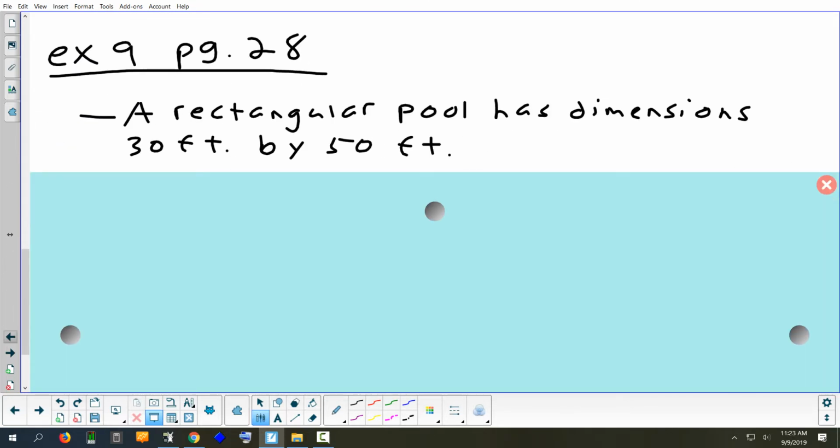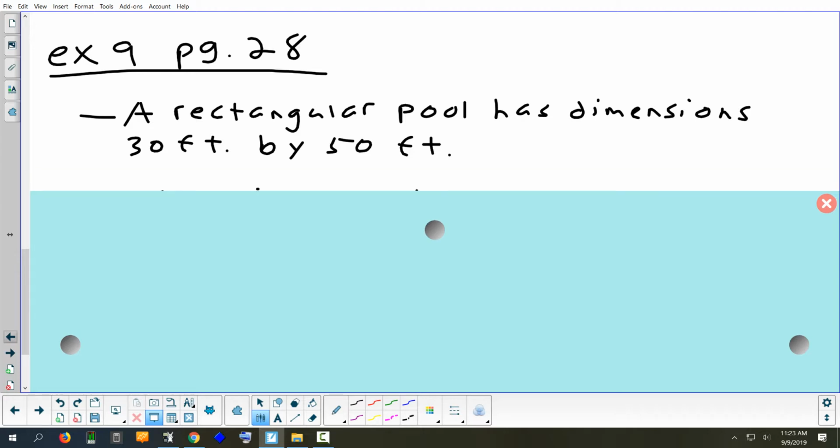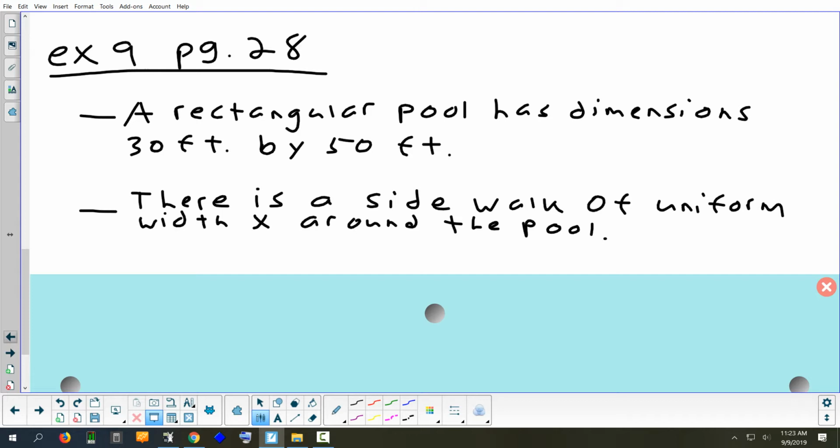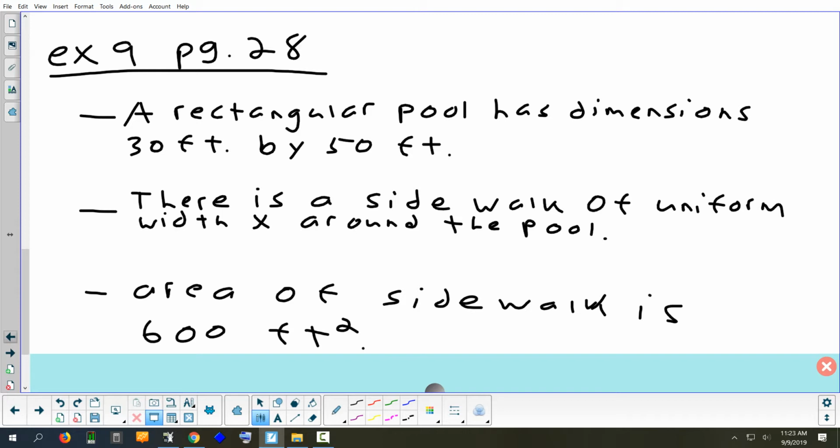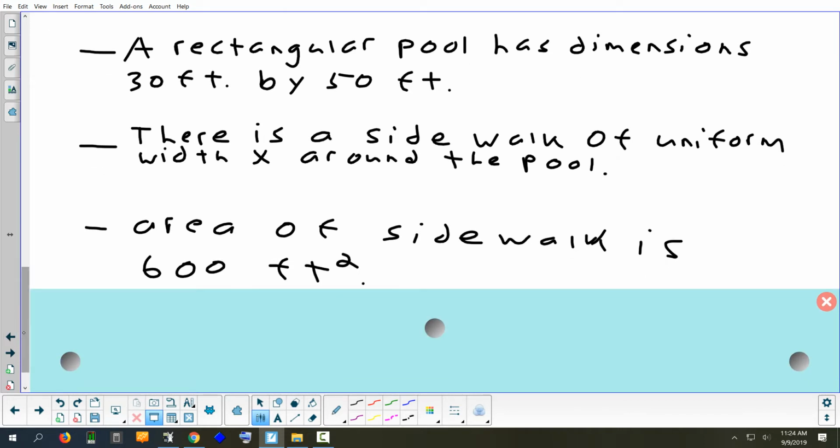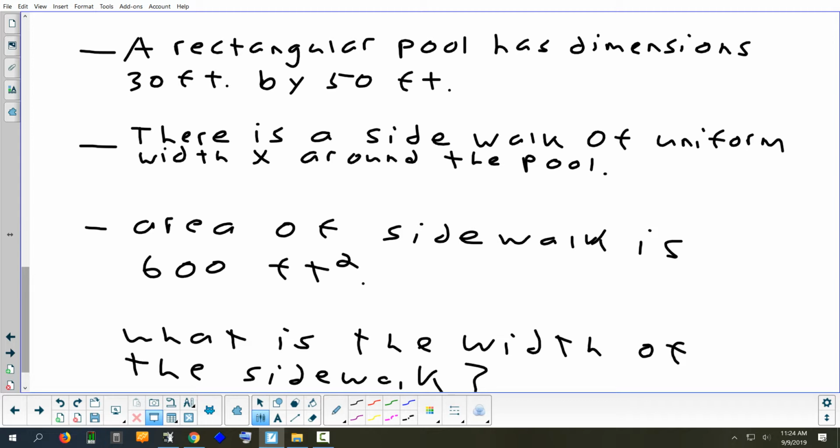So this one says we have a rectangular pool with dimensions 30 by 50. And we're going to put in a sidewalk around the pool that's uniform width all the way around. So maybe like a 3-foot sidewalk all the way around the pool. Okay, but we don't know what the width is going to be. We're going to call it X. But we know that the area of the sidewalk is going to be 600 square feet. So the question is, how wide is the sidewalk?